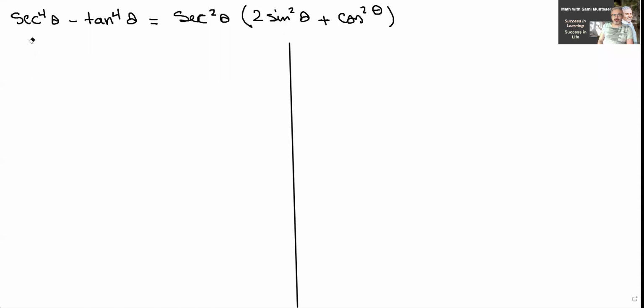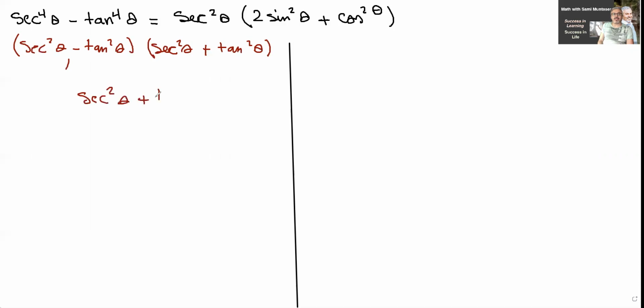So you factor it into secant squared theta minus tan squared theta, times secant squared theta plus tan squared theta. Secant squared theta minus tan squared theta, from your identity sheet, equals 1. So that is just 1. So that's gone. So you end up with secant squared theta plus tan squared theta.